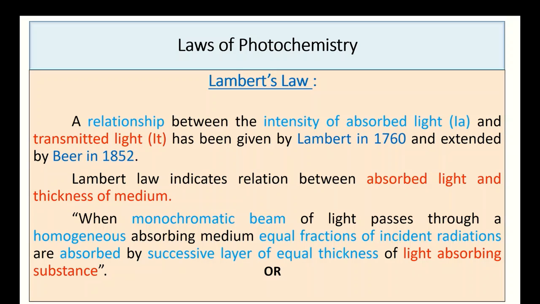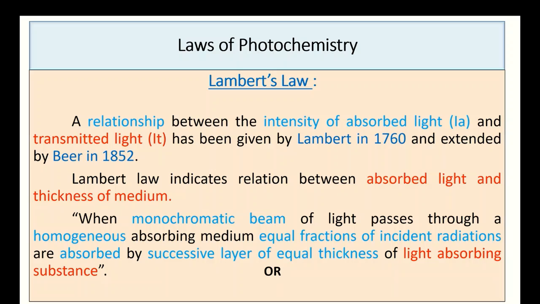So there are two laws that govern the absorption of light by molecules, Lambert's law and Beer's law, and photochemistry is based on the combined Beer-Lambert law. Let us see the first law, Lambert's law. Lambert's law gives the relationship between the intensity of the absorbed light and the transmitted light. This was first given by Lambert in 1760 and was extended by Beer in 1852.